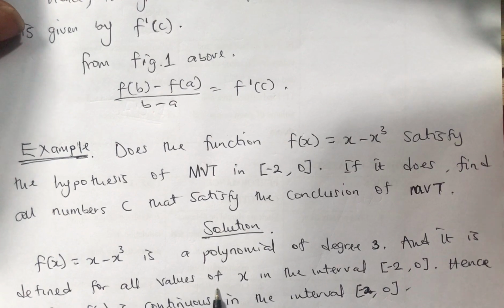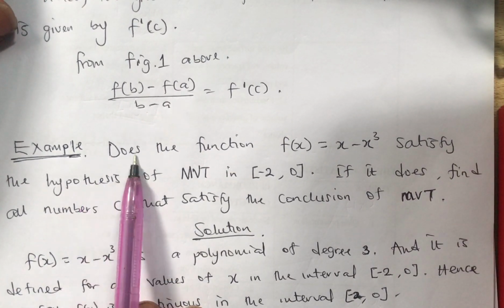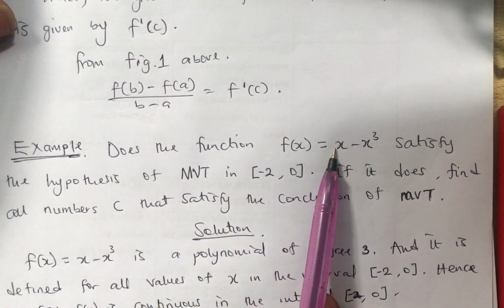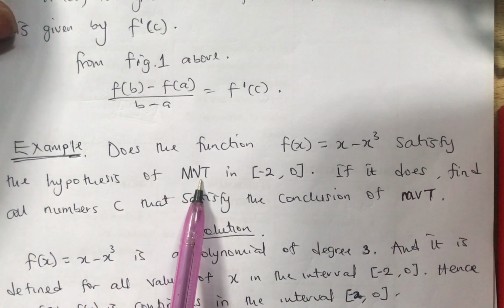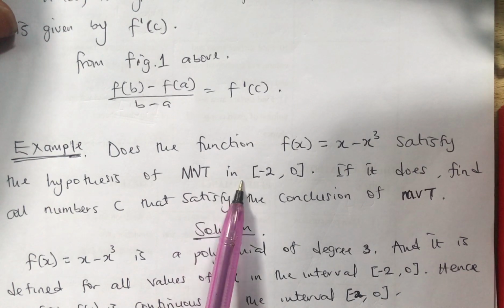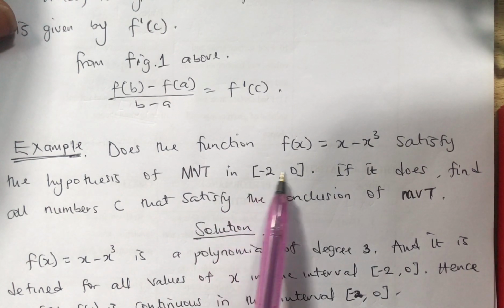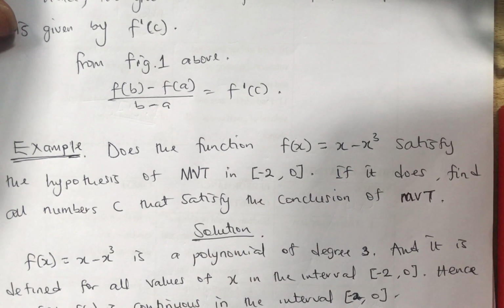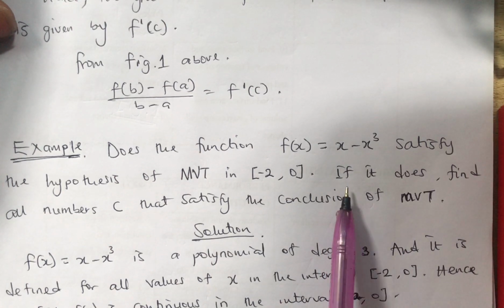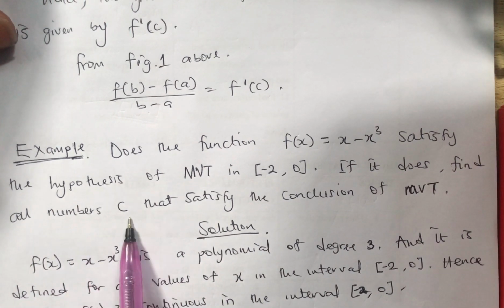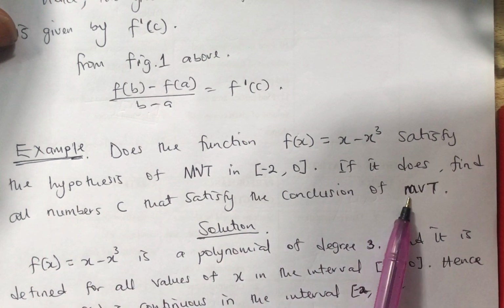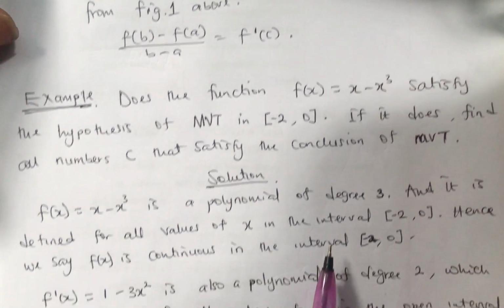So example, does the function f of x equals x minus x cubed satisfy the hypothesis of the mean value theorem in the closed interval minus 2, 0? So how do we know this? Now, if it does, find all numbers c that satisfy the conclusion of the mean value theorem. So let's move into the solution.